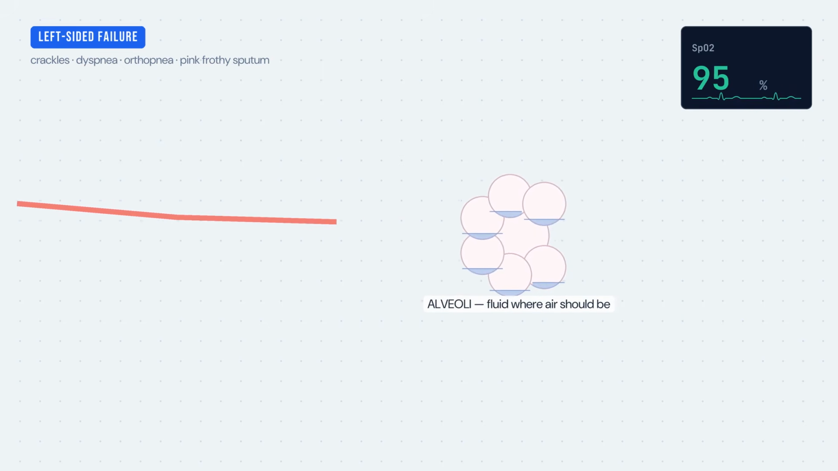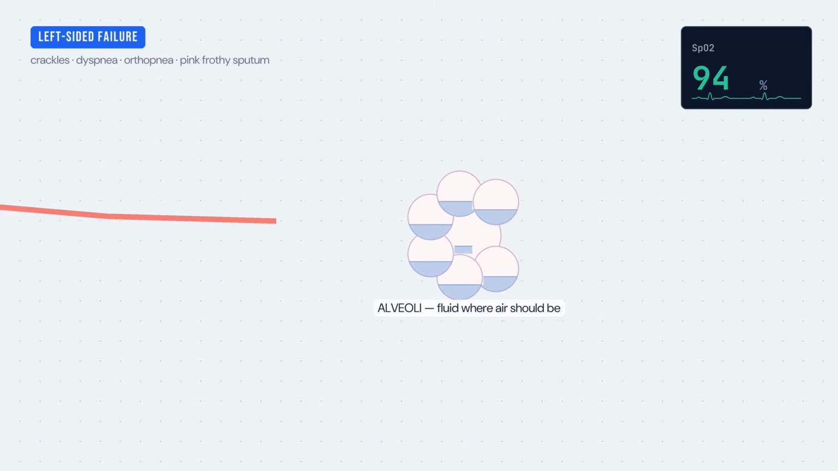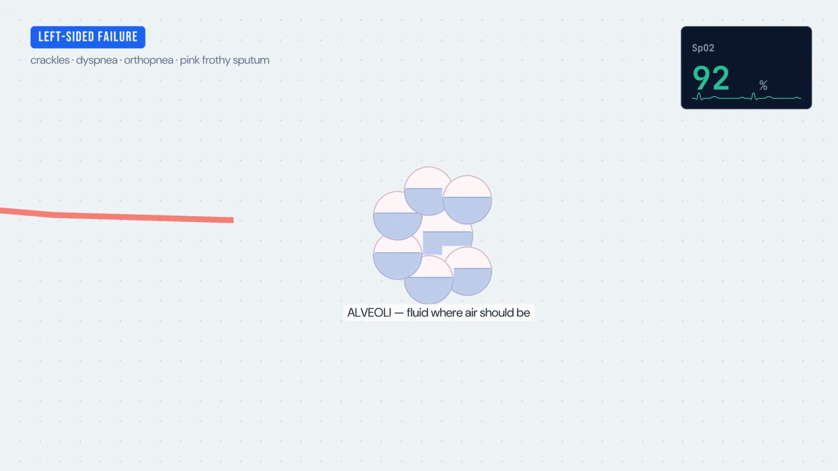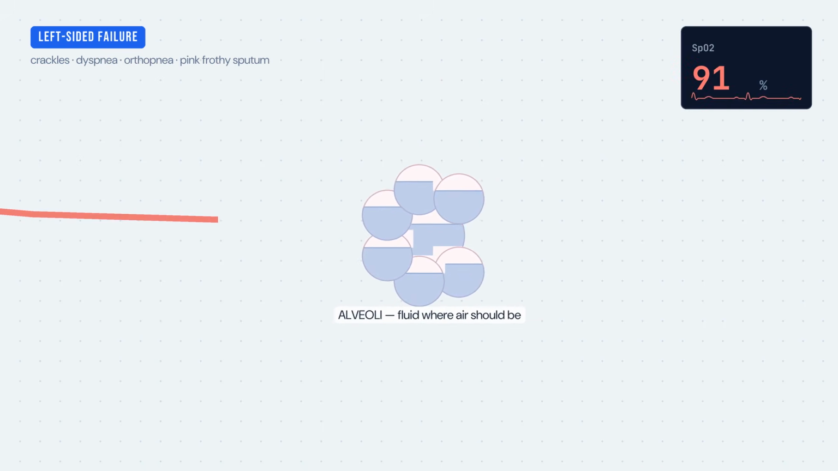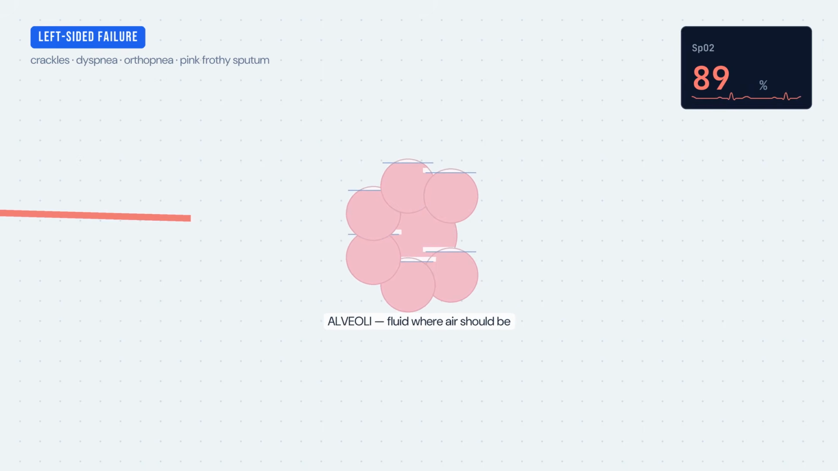They can't lie flat, because lying flat pushes even more fluid into the lungs. That's orthopnea. They wake at night gasping, paroxysmal nocturnal dyspnea. The oxygen saturation falls. And in severe cases the sputum is pink and frothy, because that fluid is plasma with red cells in it. Every one of those findings is the same fluid, in the same place.